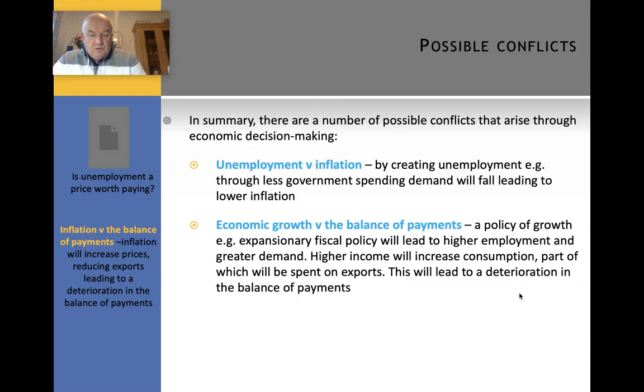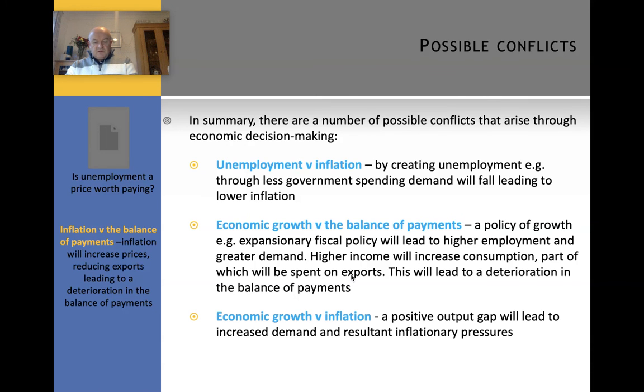However, let's take a look at another one: economic growth versus the balance of payments. If we've got a policy of growth, if we're talking about expansionary fiscal policy, that's going to lead to higher employment and greater demand. That higher income will increase consumption, and part of that is spent on imports, which is essentially going to lead to a deterioration in the balance of payments. I originally said exports, but I do apologise, that should be imports. I'll change that on the slide.